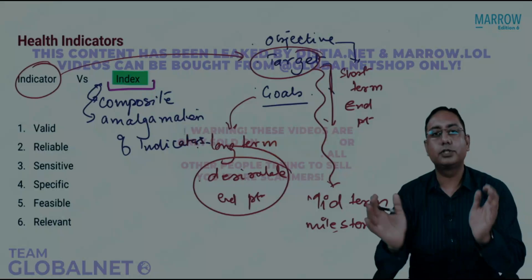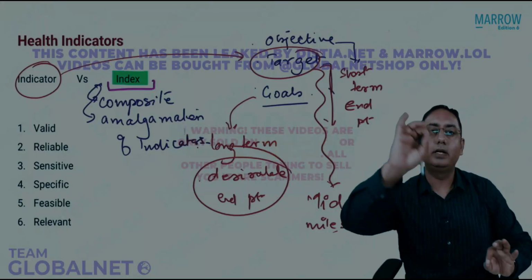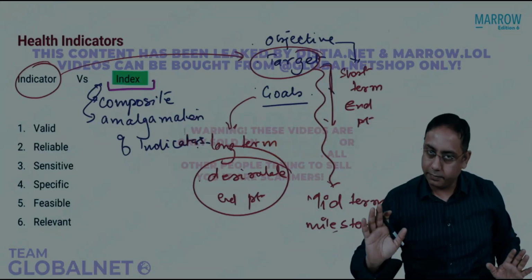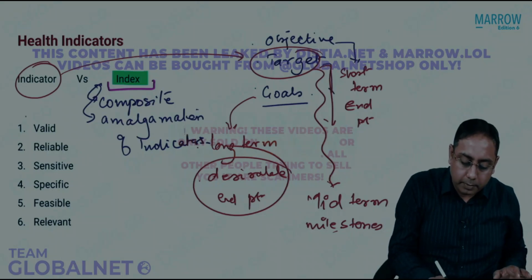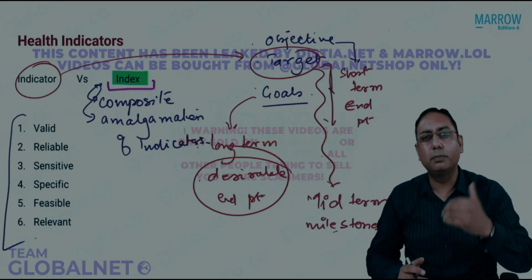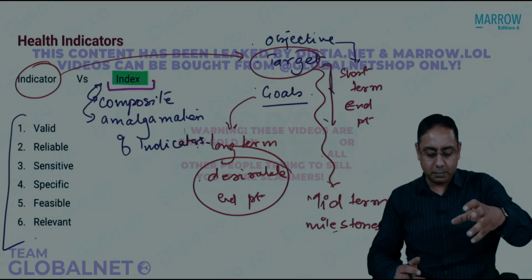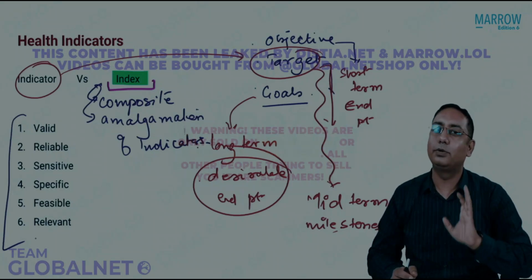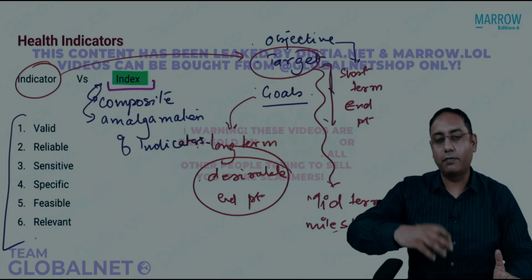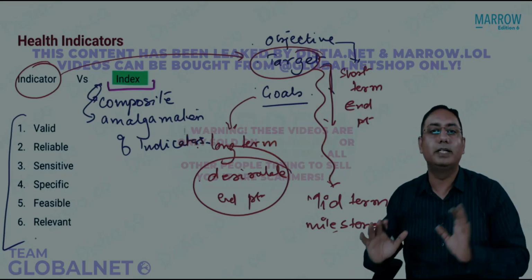So many indicators together make an index. One indicator will tell you whether the objective, target or goals are being achieved. So that is point one. Point number two: your indicators should all be valid, reliable, sensitive, specific, feasible and relevant to the population. They shouldn't be something fancy; we keep very basic indicators.